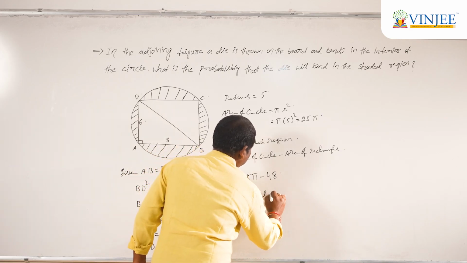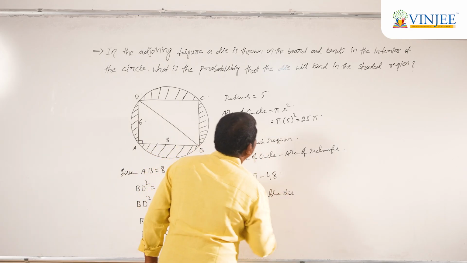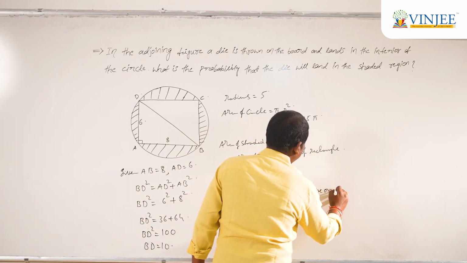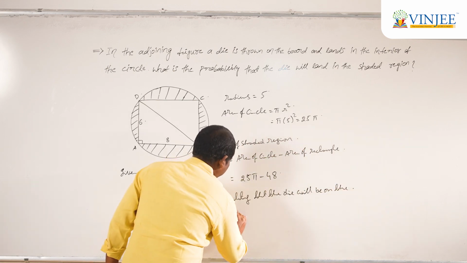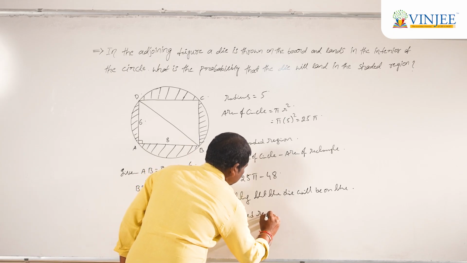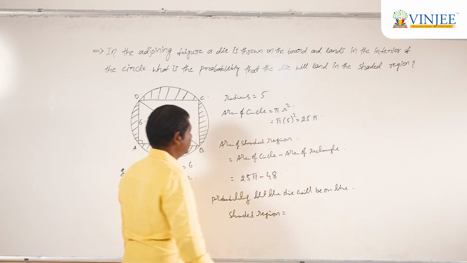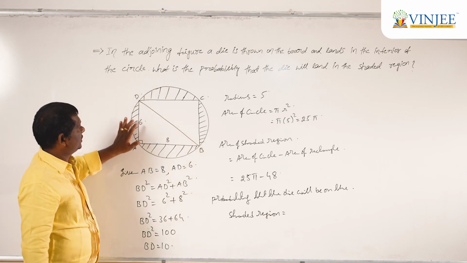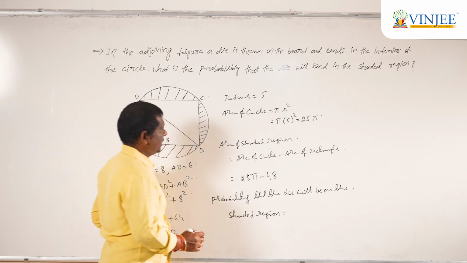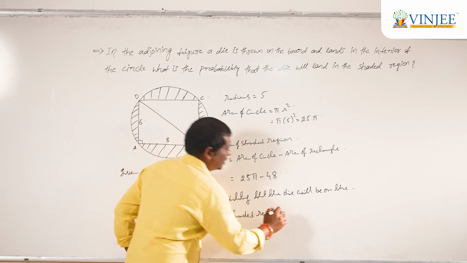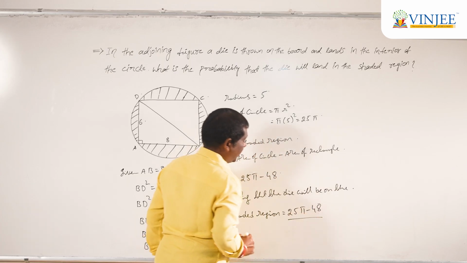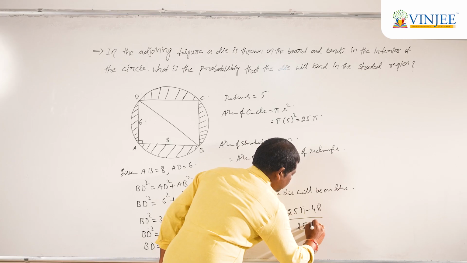Therefore, the probability that the die will be on the shaded region is equal to the area of the shaded region by the total area. What is the area of the shaded region? It will be 25 pi minus 48 by the total area, which is 25 pi.